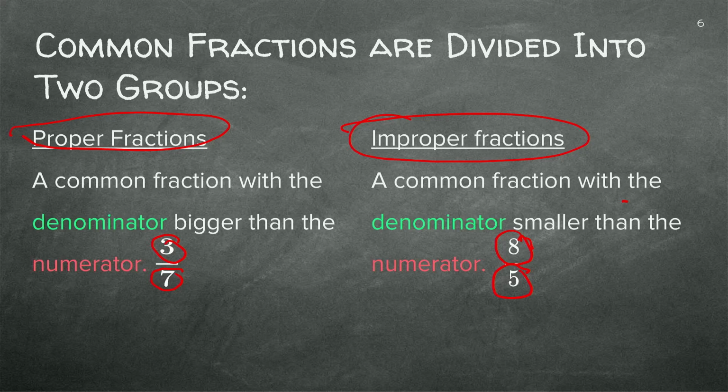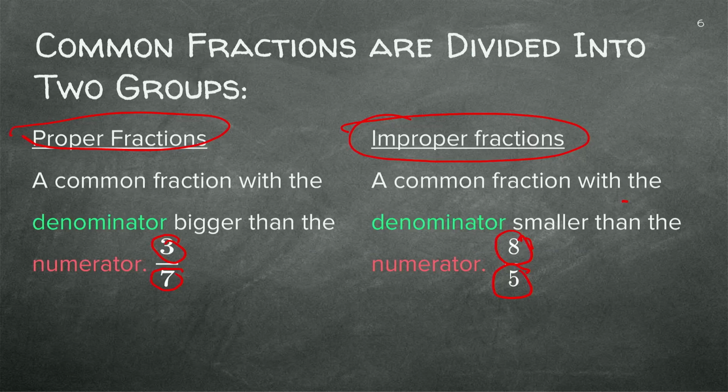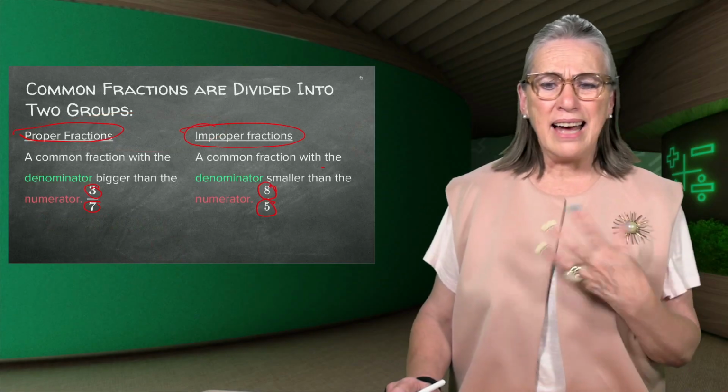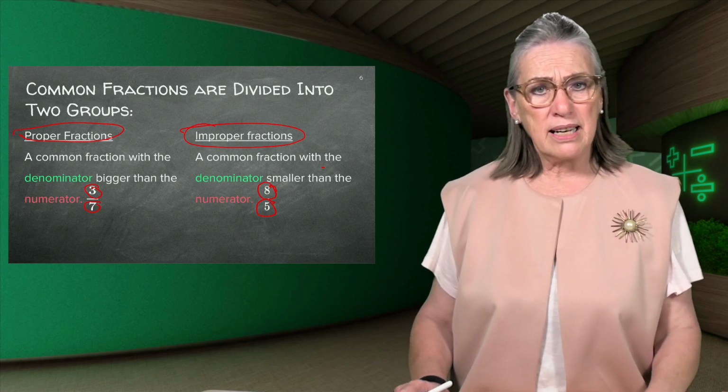Now you're going to ask me, how is that possible? Say we think of our pie that we've got on this section. So how is it possible that we can say there's 8 out of 5 pieces? How can we work that?